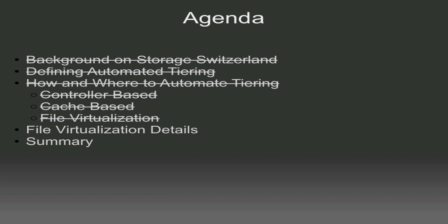So the first things we've discussed so far is, of course, some background on us. We defined what automated tiering was, and we went over some how and where automated tiering is being implemented. One of those is file virtualization, so we'd like to get into some details on that, and then wrap up with a summary of what we've talked about.